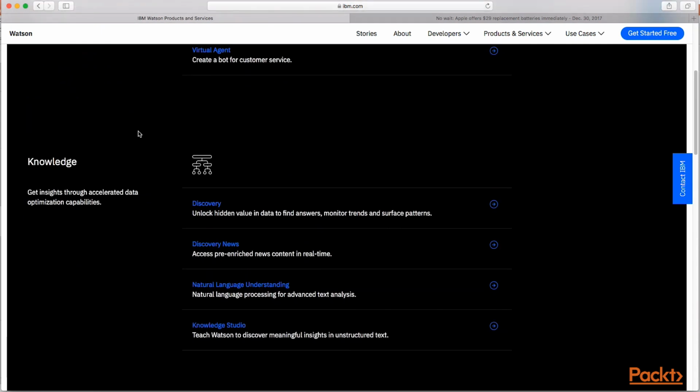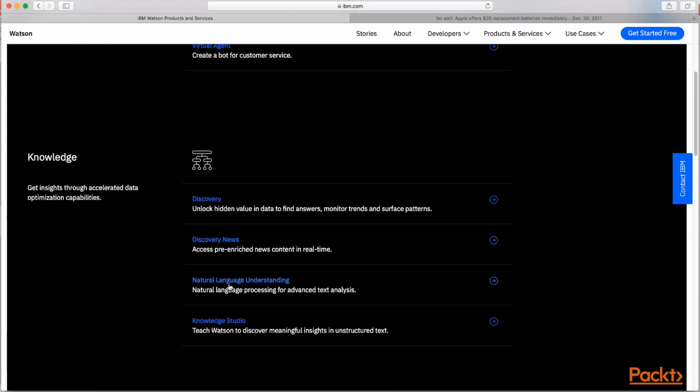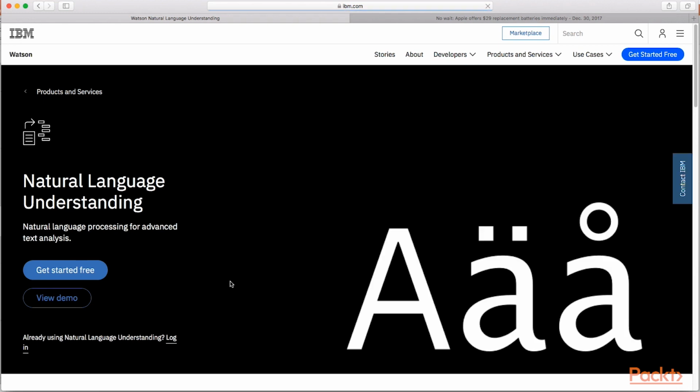Now, I could go into one of these APIs. For example, I could walk into the Natural Language Understanding API, which is for advanced text analysis, or I call this the kitchen sink for natural language processing.